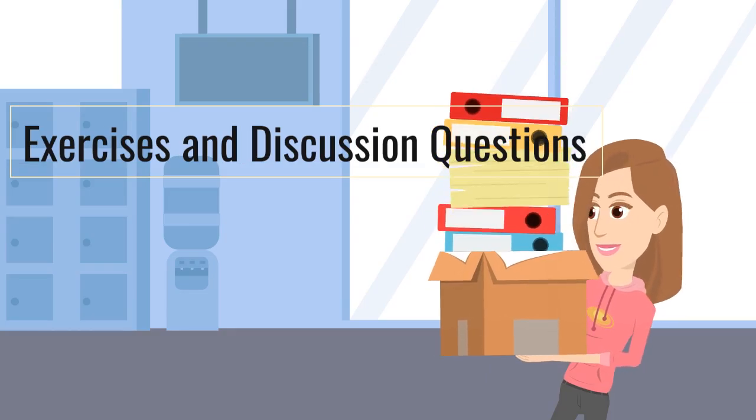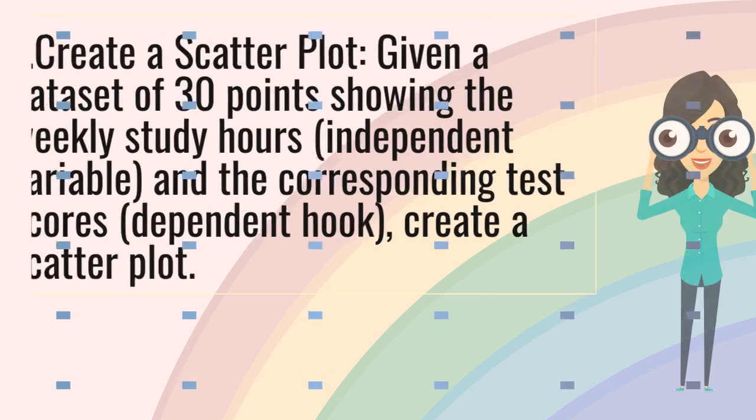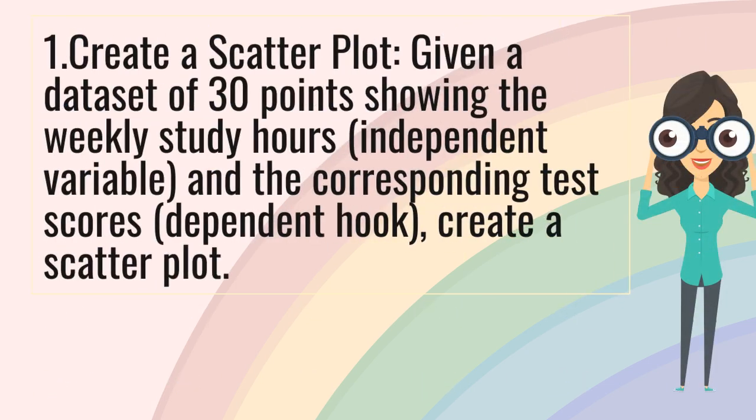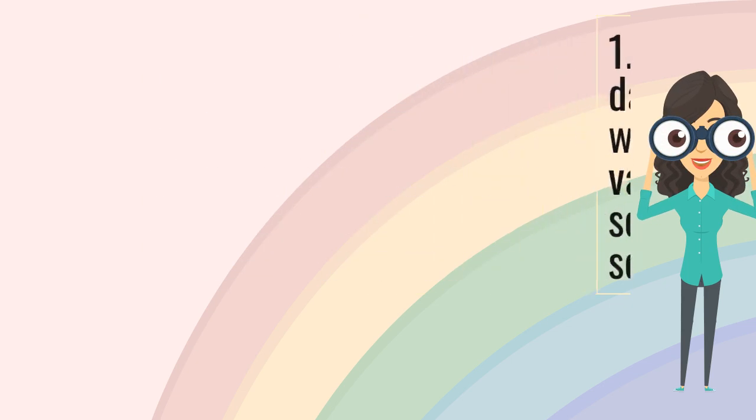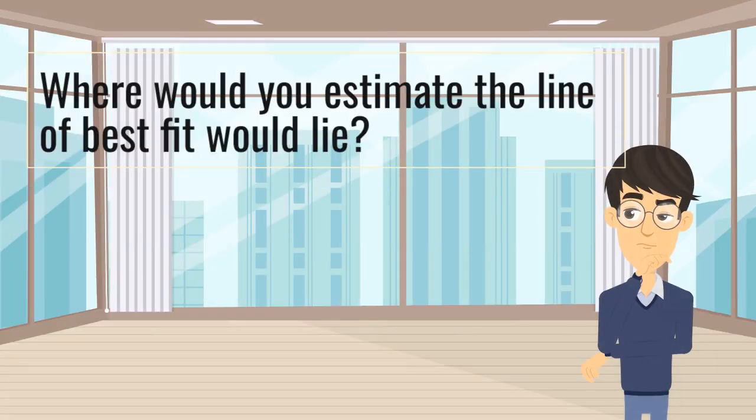Exercises and discussion questions. 1. Create a scatter plot. Given a dataset of 30 points showing the weekly study hours, independent variable, and the corresponding test scores, dependent variable, create a scatter plot. Where would you estimate the line of best fit would lie?